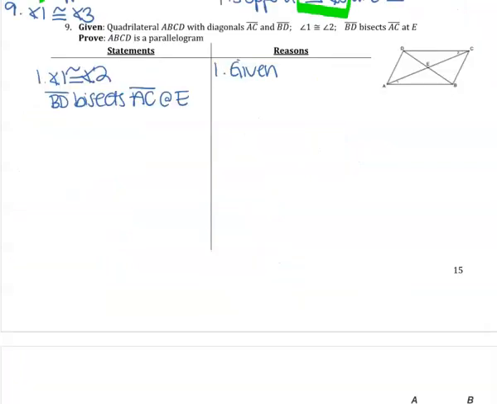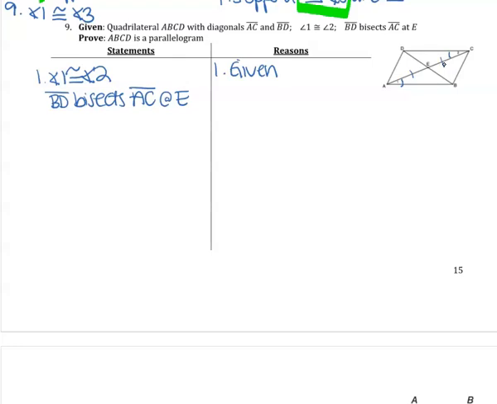All right, on to the next proof. I'm giving you quadrilateral ABCD with diagonals AC and BD. I'm telling you angle 1 is congruent to angle 2, and BD, which is this segment right here, bisects AC at E, which means E is a midpoint, and therefore AE must be congruent to EC. Notice how I didn't mark up DE and EB. BD is bisecting AC only, not the other way around, so do not assume that.